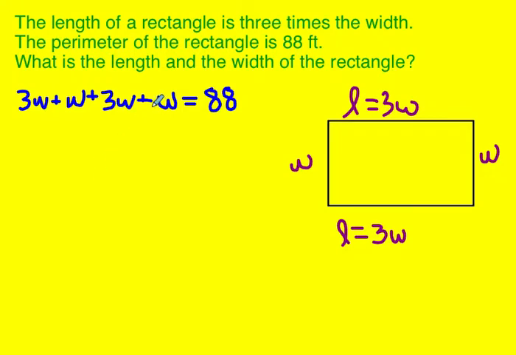So now on the left-hand side, hopefully you notice that all of the terms over there have a W in them, meaning that they are all like terms. So we can simplify this. 3 plus 1 would give us 4, plus 3 more is 7, plus 1 more is 8. So we can say that 8W is equal to 88.